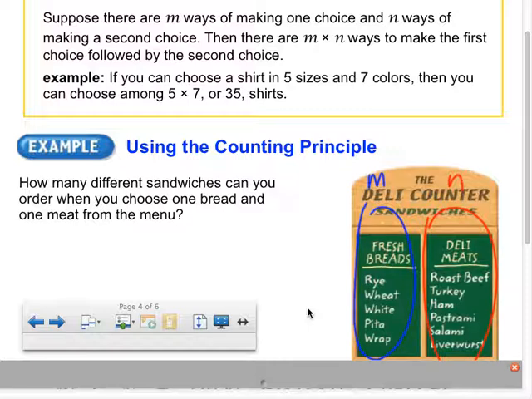Can somebody tell me how many possible combinations of sandwiches we have? Can I get somebody to raise their hand and volunteer? Please don't call out. Logan, what do you think? How many different combinations? You can move up if you need to.